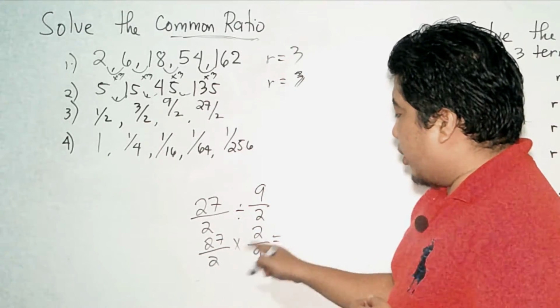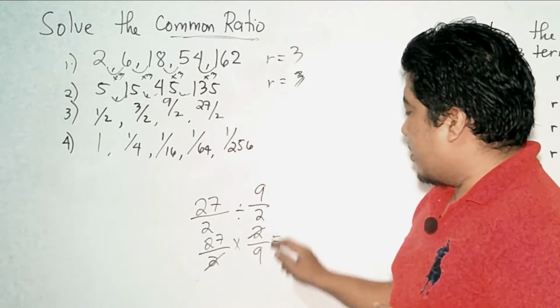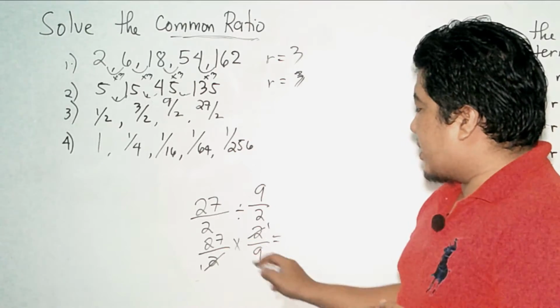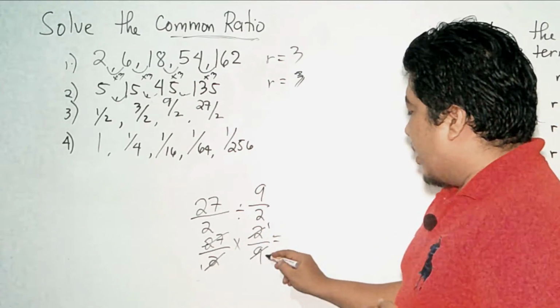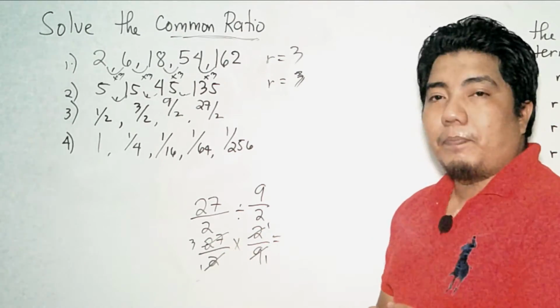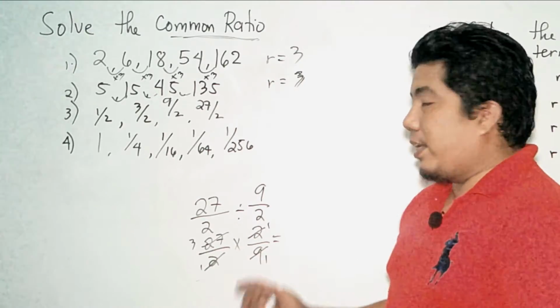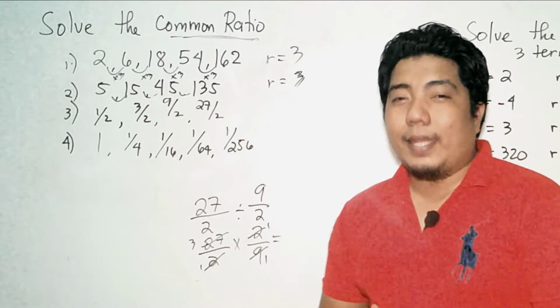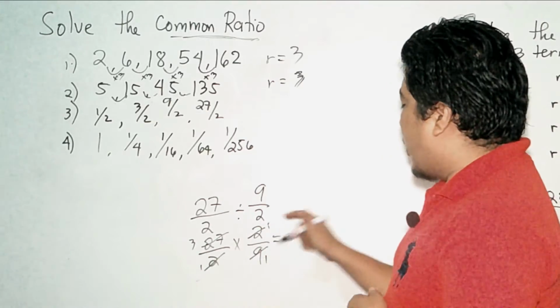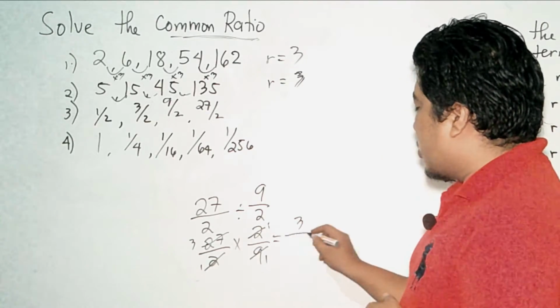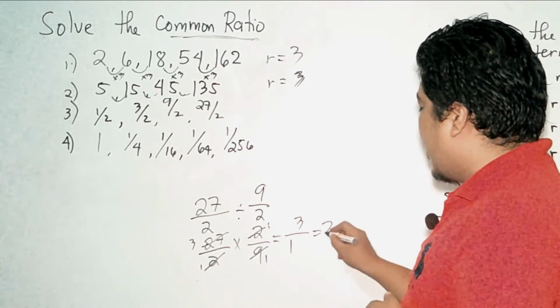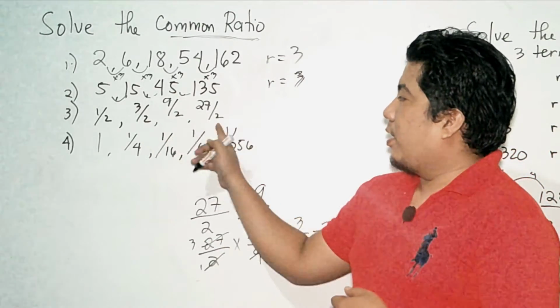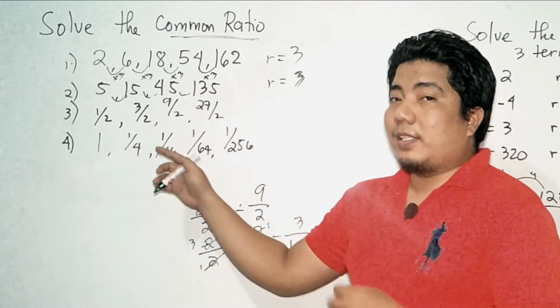So we have 2 and 2. You can cancel them. That's 1. And 27 and 9, you can also cancel it. This will become 1, this will become 3. Because 27 and 9 are both divisible by 9. So 3 times 1, that is 3. 1 times 1, that is 1. So 3 over 1 is 3. Therefore, the ratio here is 3.